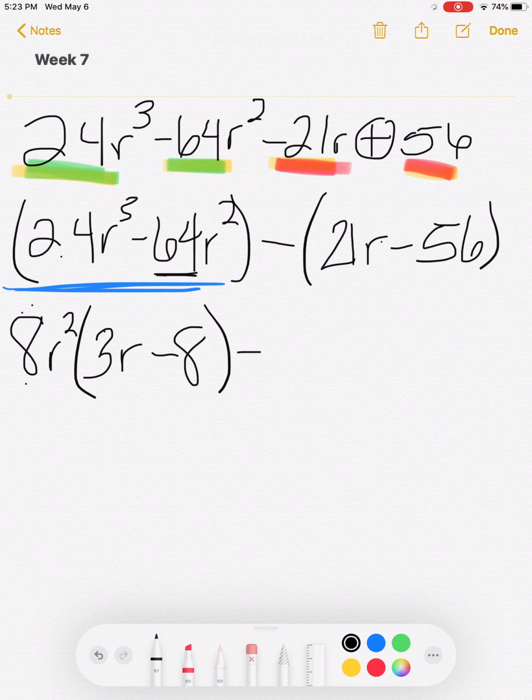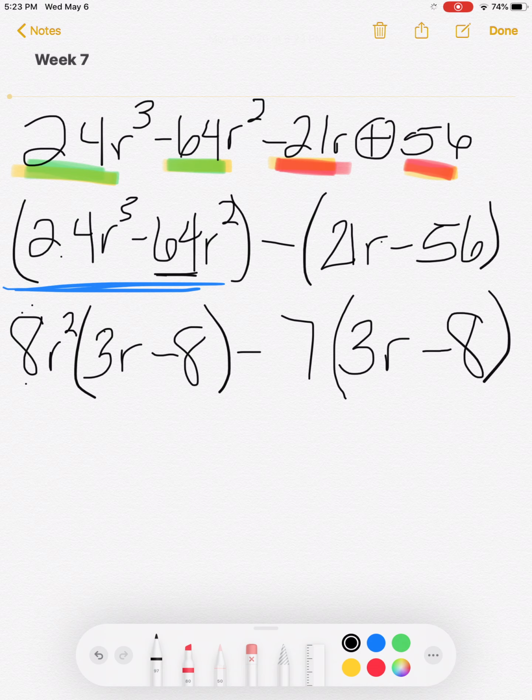Minus, and then I'm going to come over here and think of the greatest common factor of 21 and 56. Well, 21 is 1 and 21, 3 and 7. Luckily, 7 can also go into 56, so I am going to take out a 7. I can't take out an r because that 56 doesn't have an r. So then I'm going to open my parentheses. 7 times what gives me 21? Well, 7 times 3 gives me 21, and I still have that r, so I'm going to drop that r. And then 7 times what gives me that 56? Well, 8. I'm going to bring a minus because it was a minus. I can check by distributing: 7 times 3 is 21, 7 times 8 is 56.